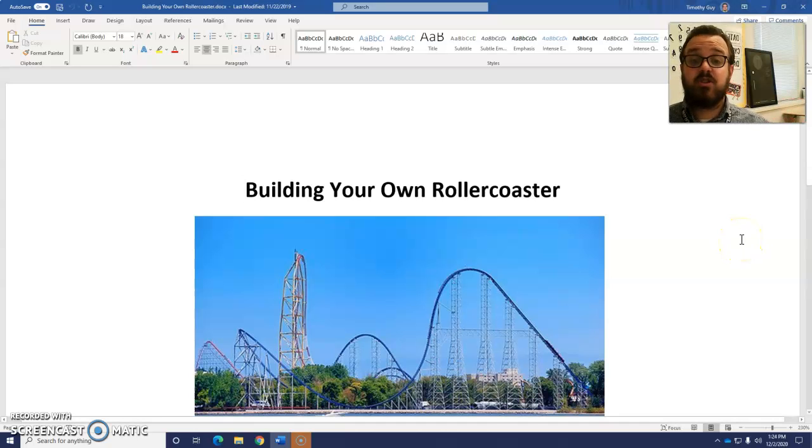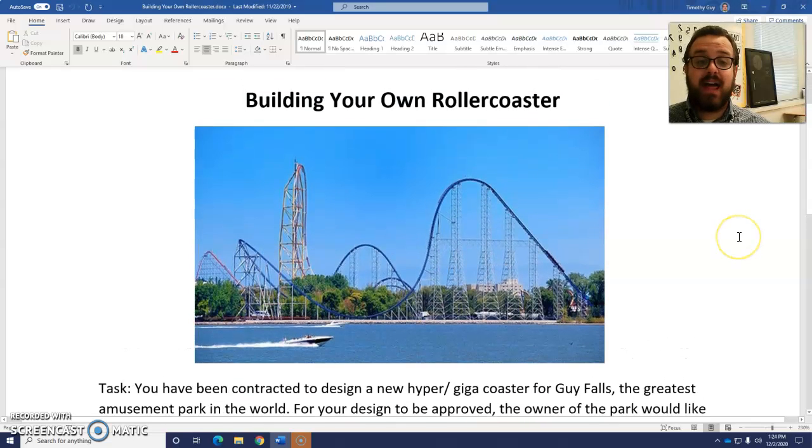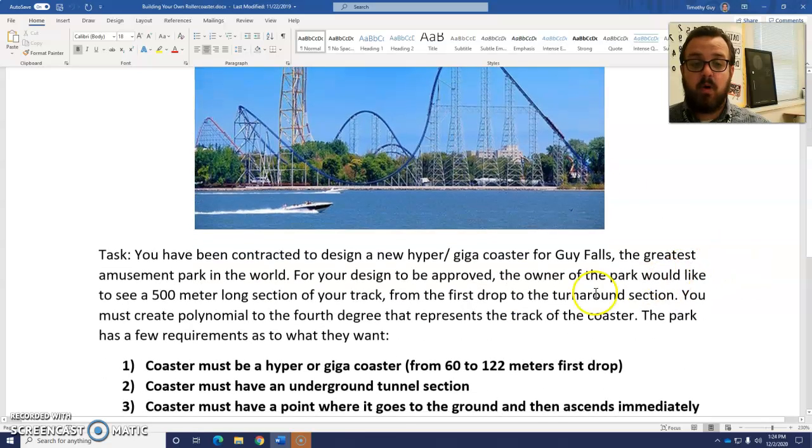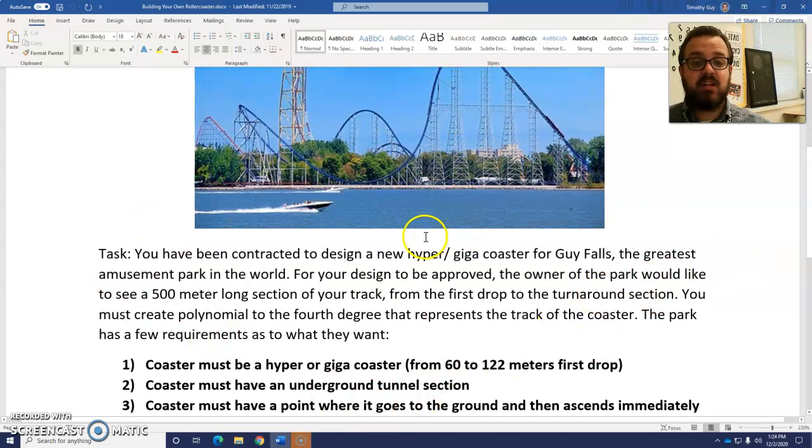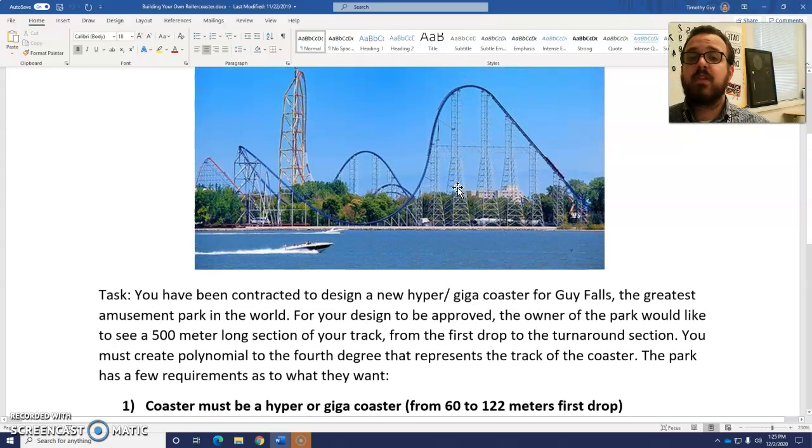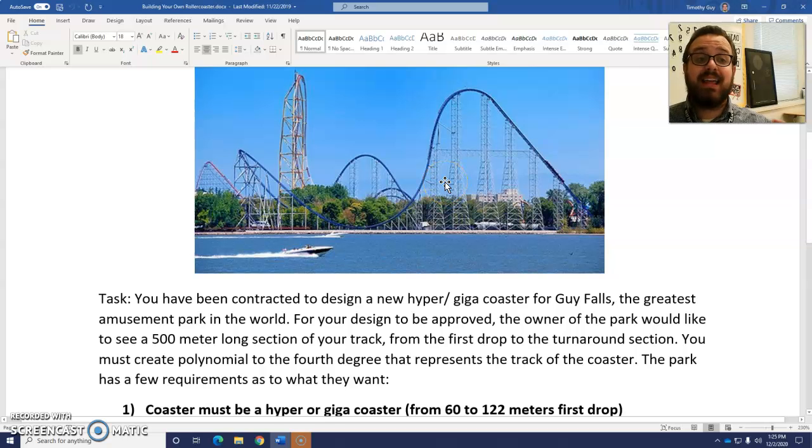In terms of what you're going to be asked to do, hopefully you've had a chance to look at the project to see what the scenario is and the expectations. I just want to walk through some hints and some tricks to get you headed on the right path about what you're doing. You're going to basically be designing a roller coaster. Mainly what you're going to be showing me is from the first drop to what we would call the turnaround section. So it's kind of like a straight, just up and down section of your roller coaster, okay?